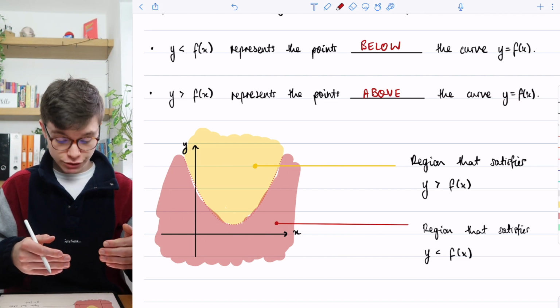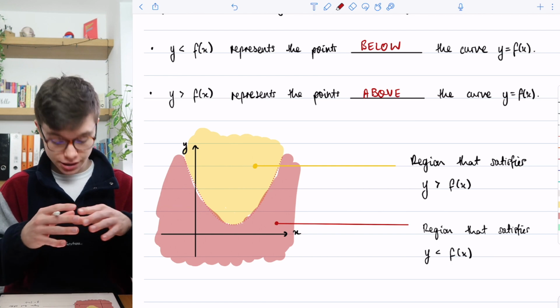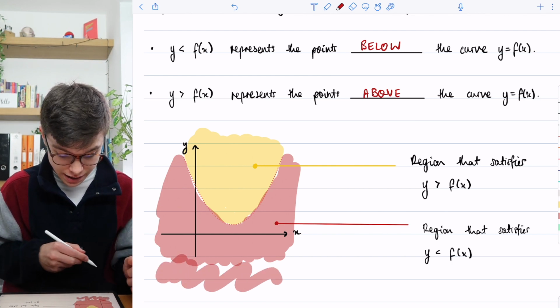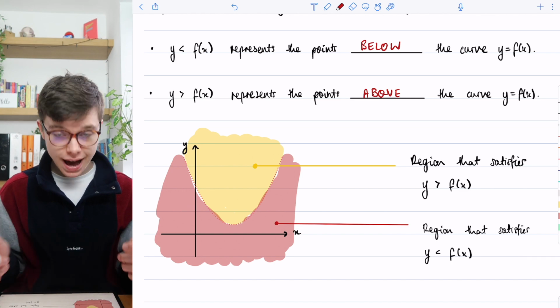And again, that region is infinitely big, isn't it? It's never going to stop. It's going to continue all the way down here. But we can see just on the section of the graph we've got, that is the region.